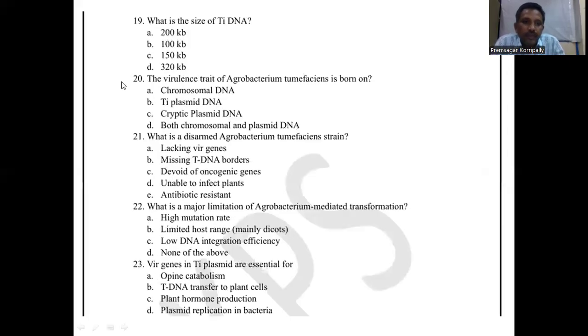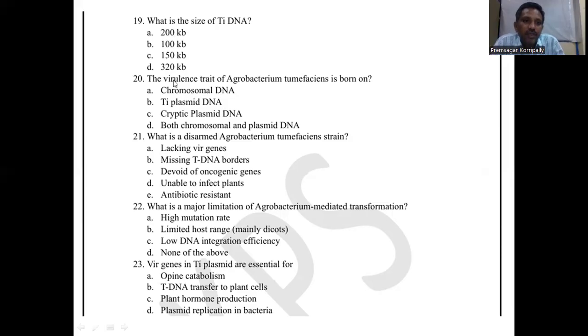What is the size of Ti DNA, the tumor-inducing DNA? 200 kb, 100 kb, 150 kb, or 320 kb. It depends on the species. It ranges from 140 to 200 kb, so roughly we can say around 200 kb.